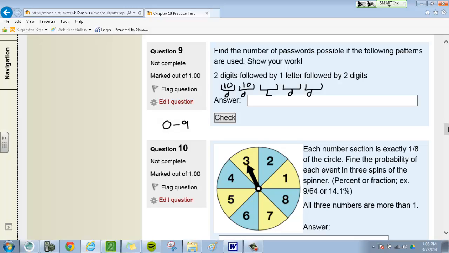Letters, if you count the letters up in the alphabet, there's actually 26 of them, so I'm going to put 26 here for that letter. There's 26 options for that. And we're back to digits, so 10 and 10. All you have to do is multiply all these buckets, and you get your answer.